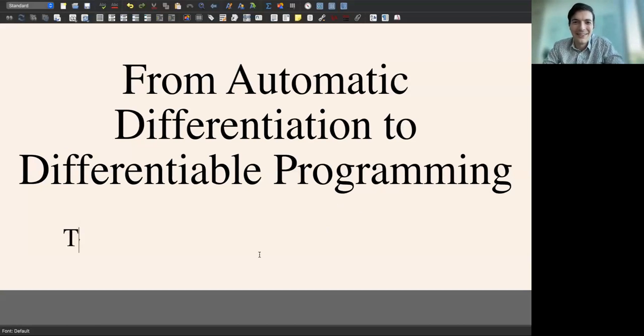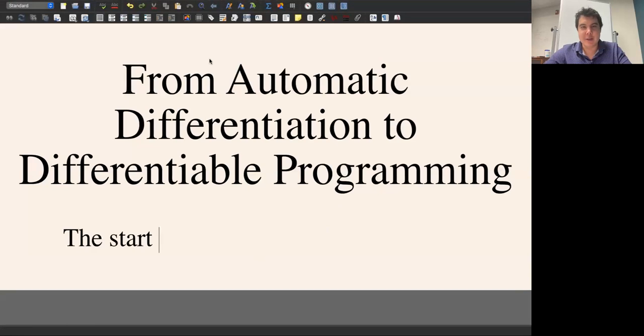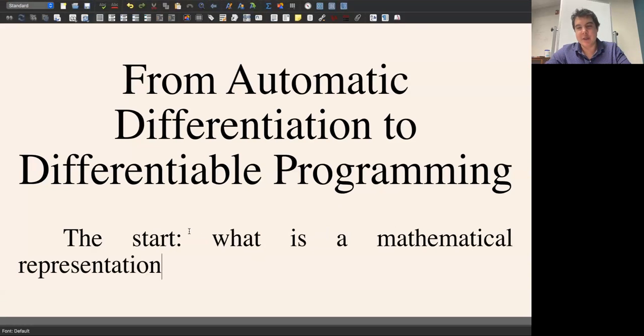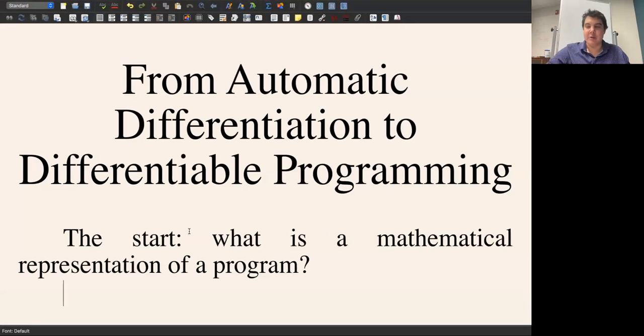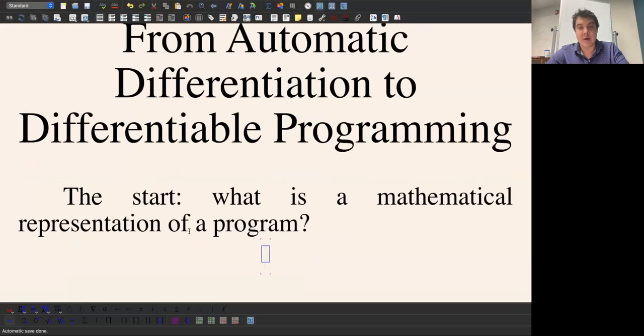The start of this is, what is a mathematical representation of a program? There are many ways to start, but from a math perspective, the simplest thing you can do is say a program is really just an object, f of x, some input, which is really just some f_n circle.